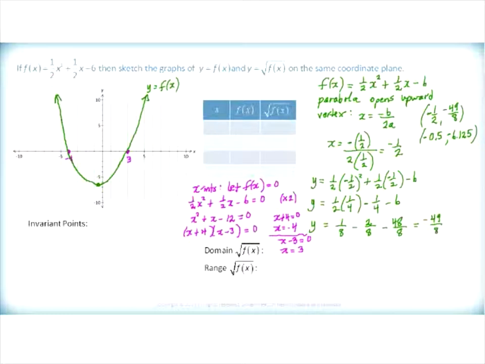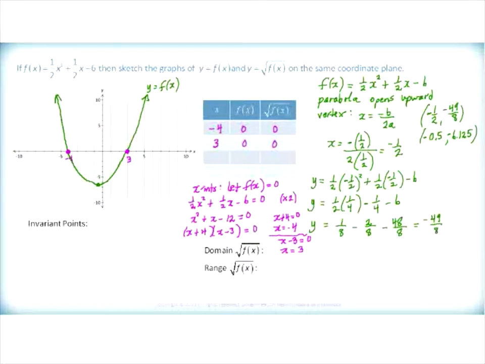We will pick some points on the graph of this original function in order to determine the coordinates of the graph of the square root function. So when x is negative 4, f of x is equal to 0, and the square root of that is 0. When x is positive 3, f of x is equal to 0, and again the square root of 0 is 0. So these coordinates will also provide us with the set of invariant points for this function.